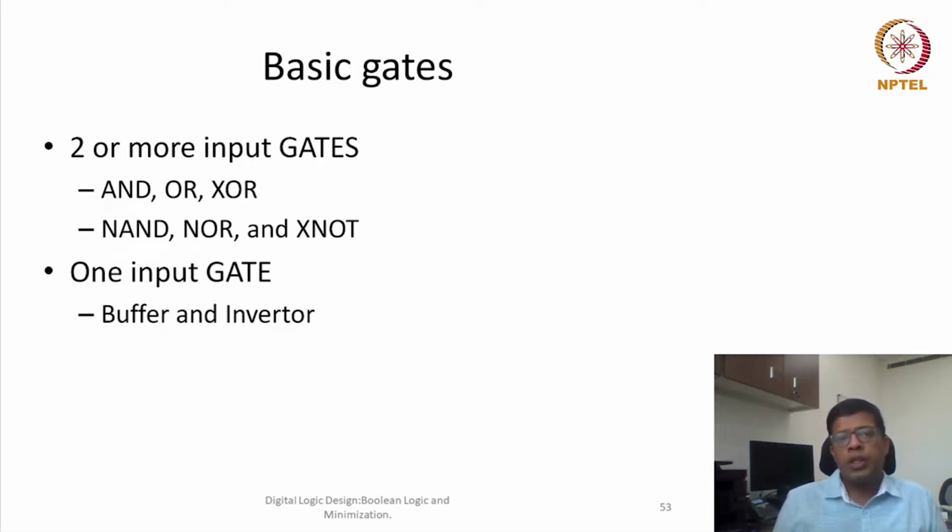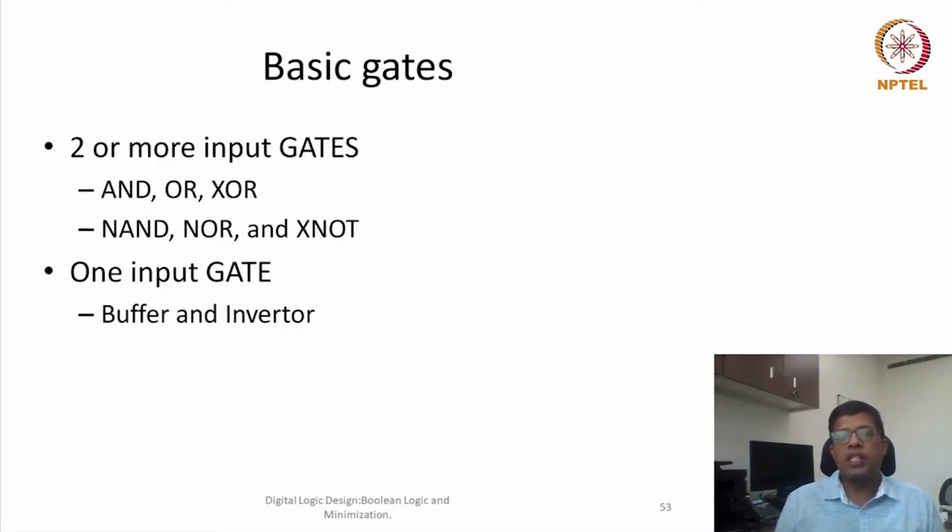So the gates can be enumerated as AND, OR, and there is also the XOR gate or exclusive OR gate. Along with that, there are three more combinations, which are the inverted versions of these gates, called the NAND gate, NOR gate, and exclusive NOR gate. So these are the six gates: AND, OR, XOR, NAND, NOR, and XNOR.